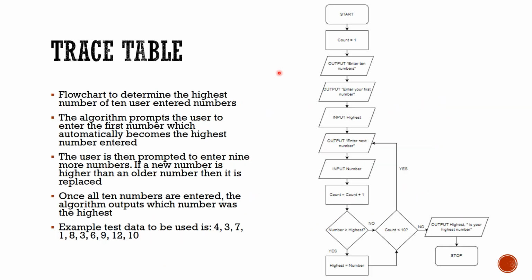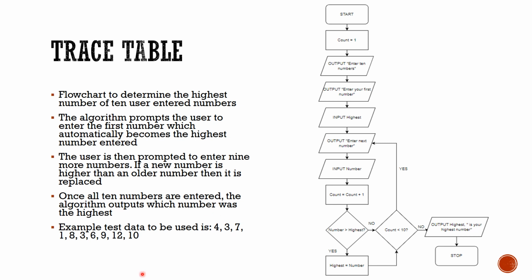So this is one example of a trace table. This flowchart is going to determine the highest number of 10 numbers entered by the user. The algorithm prompts the user to enter the first number, which automatically becomes the highest number entered, as you can see here. The user is then prompted to enter 9 more numbers. If a new number is higher than the older number, then it is replaced. Once all numbers are entered, the algorithm outputs which number was the highest.